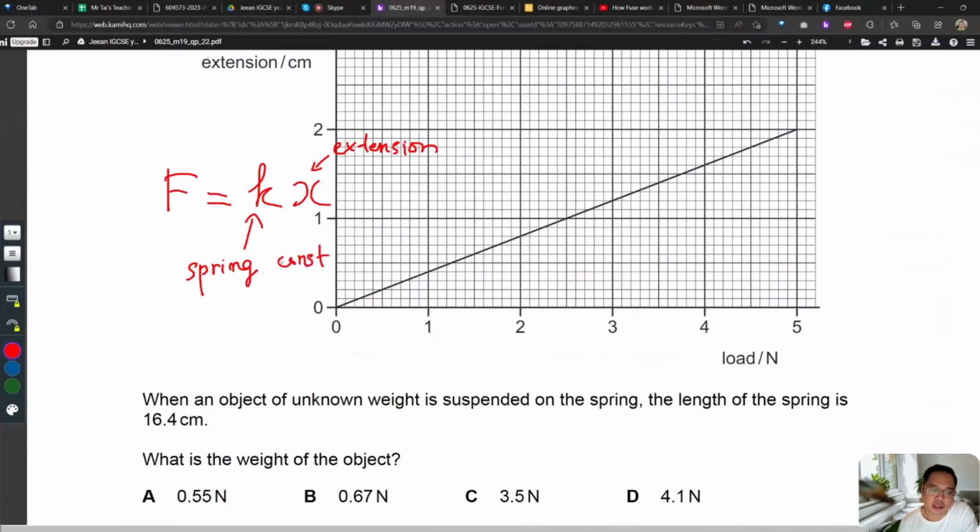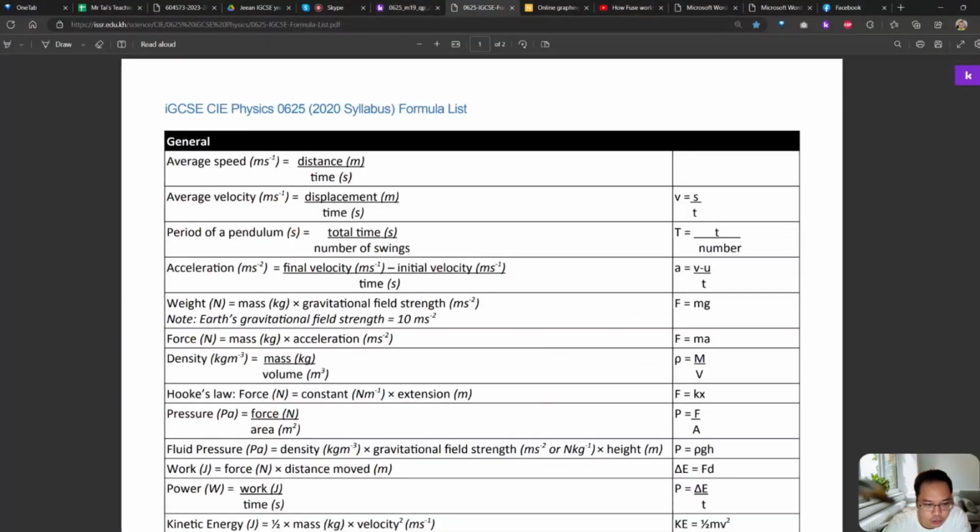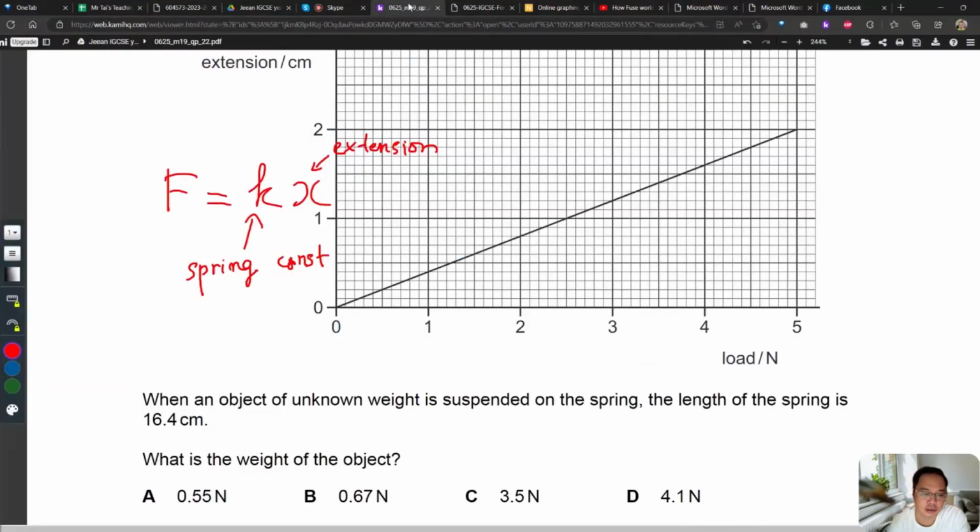Do you remember it? If you don't, it's fine. Just open the formula sheet and see where it is, huh? Yeah, it's called Hooke's law. Force, elastic force is kx, proportional to the extension x, and that k is the spring constant. The spring constant means the force to make the spring extend by 1 meter.